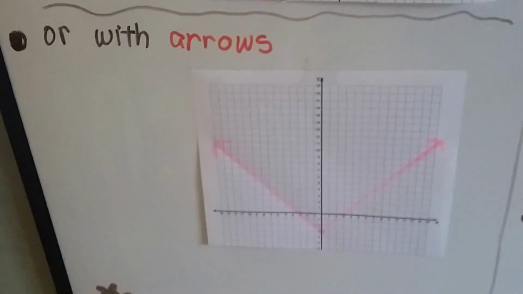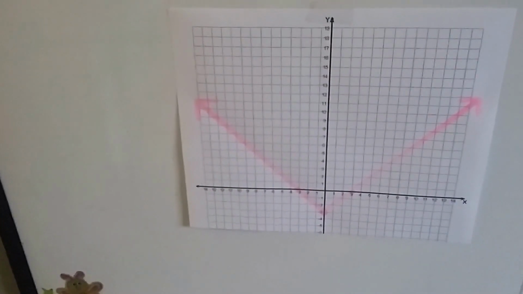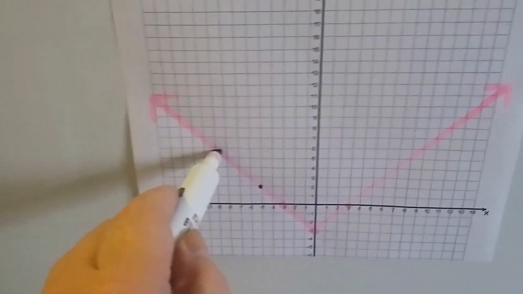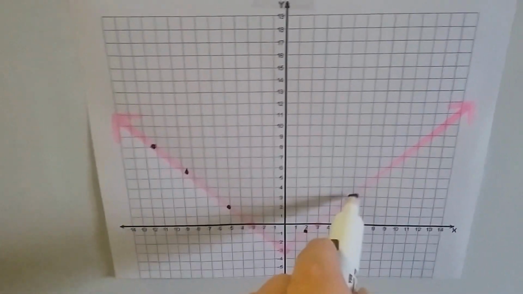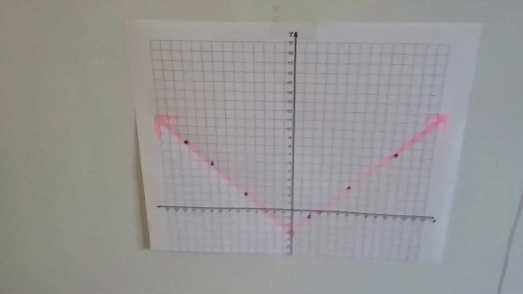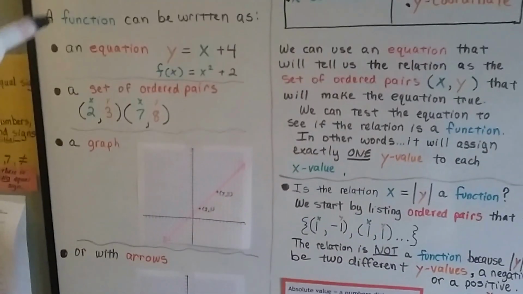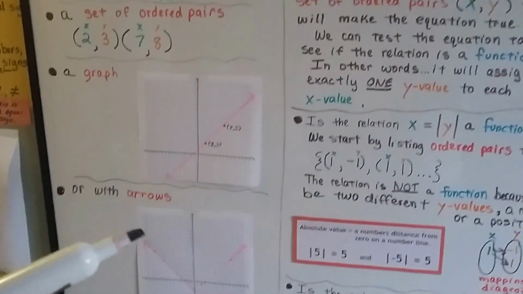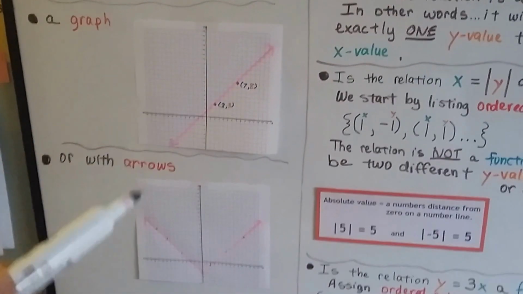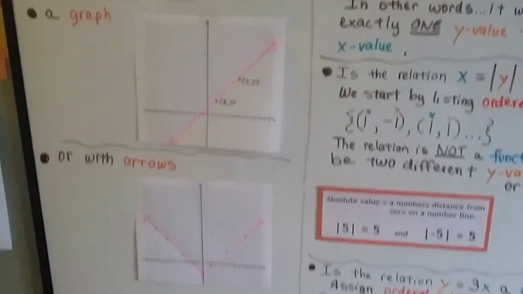It can also be arrows. We could have ordered pairs that when we graph them, they end up making two arrows like this if we graph the points, see? So there's several different ways that a function can be written. An equation, ordered pairs, a graph. We could do it with arrows, see? Here we have one line, here we have two arrows, see that?